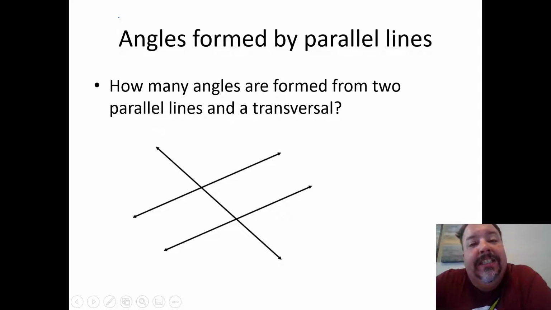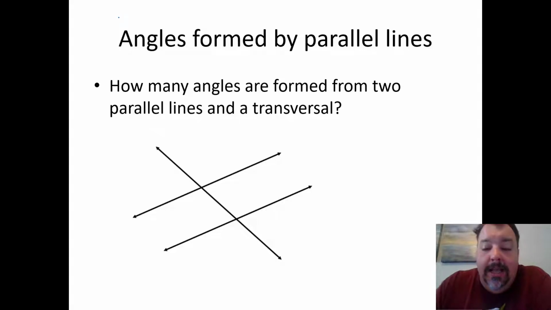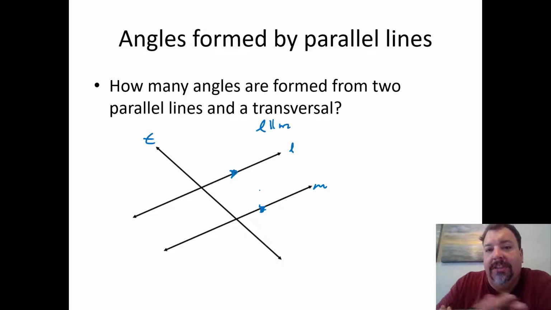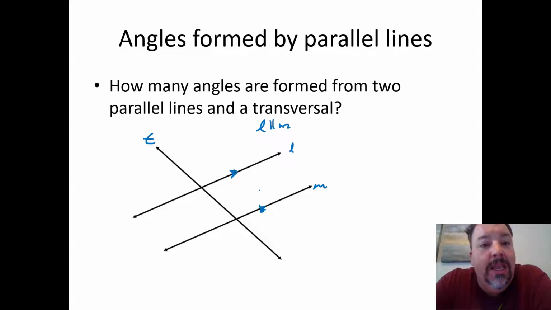The next thing we're going to talk about is the angles that are formed by parallel lines and the angle relationships that we get from parallel lines. So in this picture, let's label this L and let's label this M. Let's say that L is parallel to M, and usually to show that they're parallel, we look for these little arrows that will be on the lines themselves. We'll label this guy T. That's called a transversal. Transversal means it's cutting across.